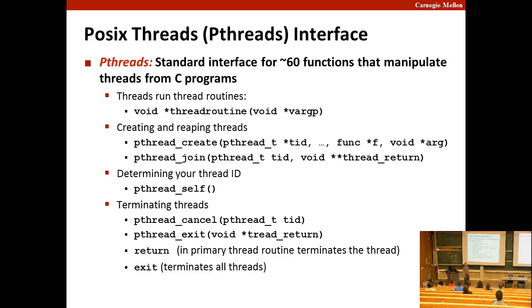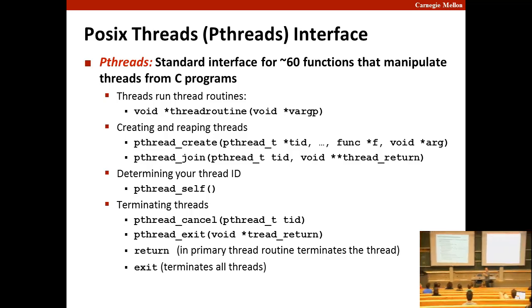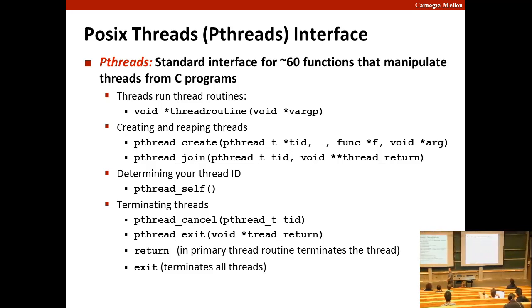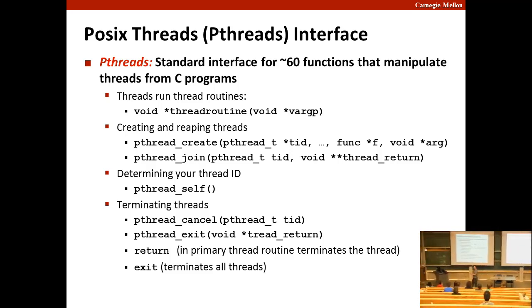So pthread create is the equivalent of a fork. It creates a new thread. Okay? It creates it within the same process as whatever's calling it. With processes, you have a hierarchy, a parent and a child. With threads, all threads are peers. There's no parent-child relationship. They're all siblings. Okay?